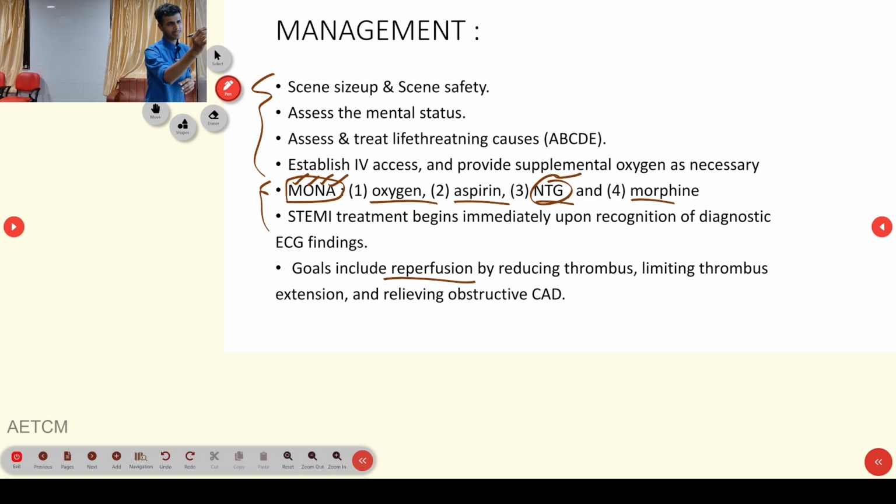Most probably with the sublingual nitroglycerin the person will get better, because the pain happening here is because of coronary artery spasm. Nitroglycerin is a vasodilator, and most of the time the person gets relief after nitroglycerin. If not, we can go with morphine.